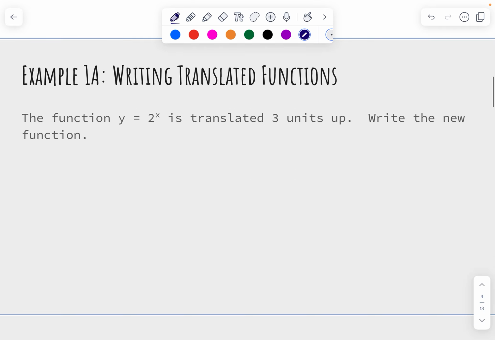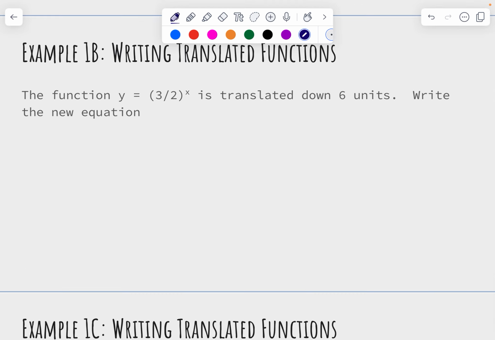So look here, the function y equals 2 to the x is translated 3 units up. Write the new function. So 3 units up means we're doing plus 3. So it's just y equals 2 to the x plus 3.